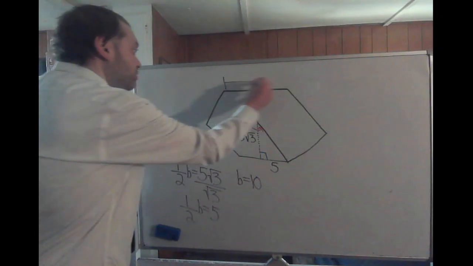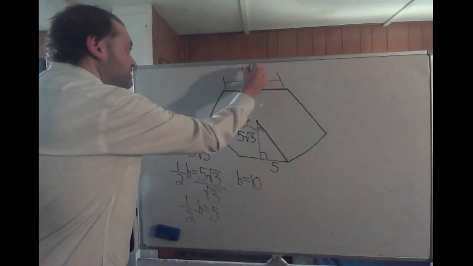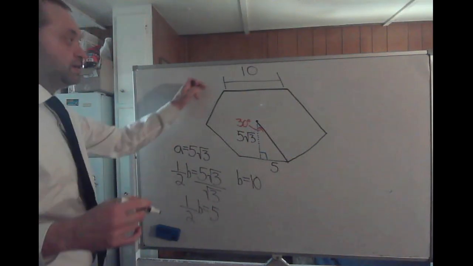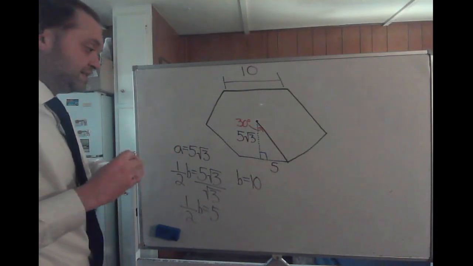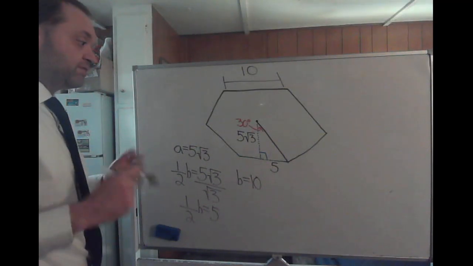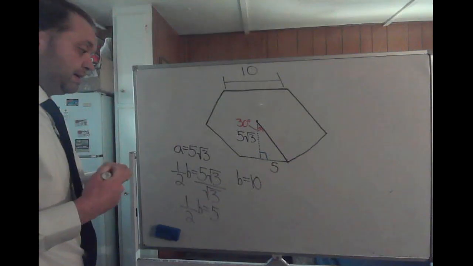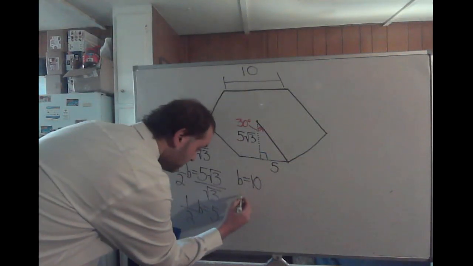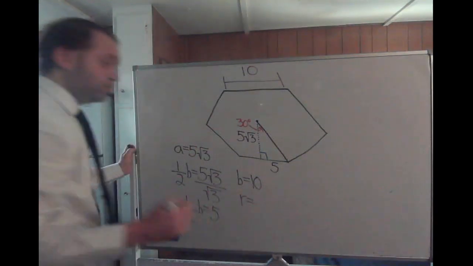So the length of the whole base, we could put this anywhere since it's a regular hexagon. The length of the whole base is 10. We got the length of half the base. Now we can easily go from here and find the radius, couldn't we? The radius in a 30, 60, 90 right triangle is what?